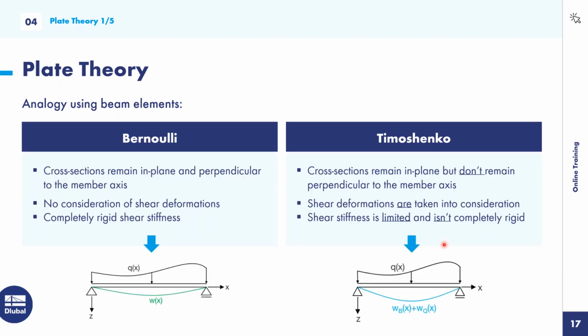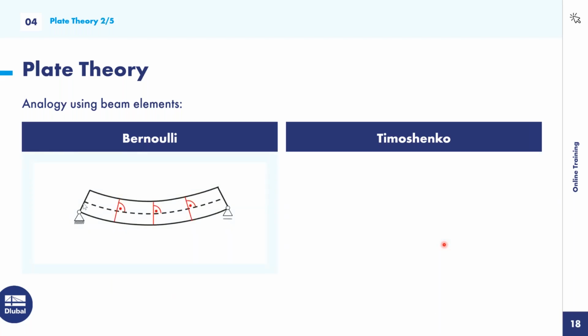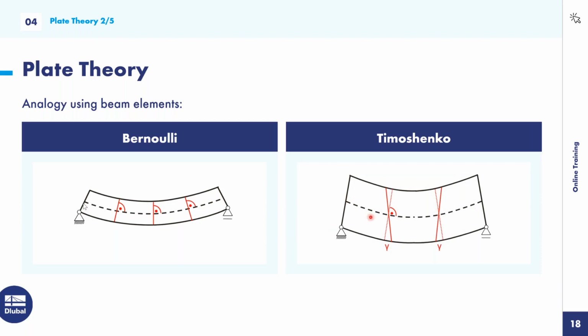When I say that the cross section does not remain perpendicular to the member axes, you can see that for Bernoulli's the cross section remains completely perpendicular with the member axes, whereas for the Timoshenko theory, we have our member axes, but our cross section does not remain completely perpendicular. That leads to more accurate results, but also higher deflection for the Timoshenko beam theory.